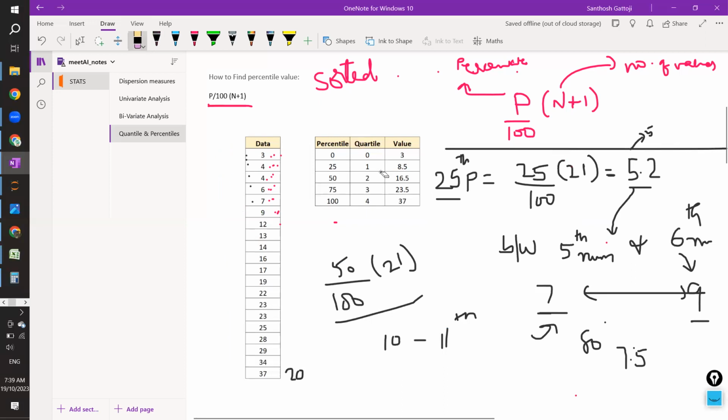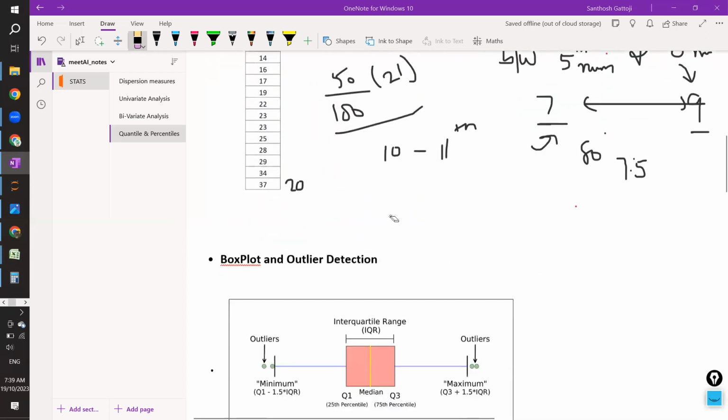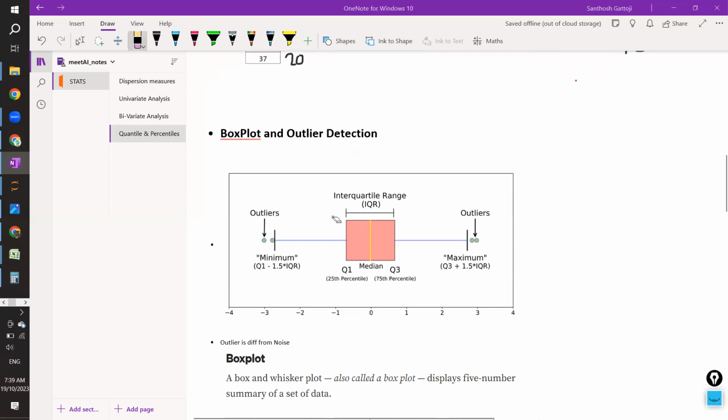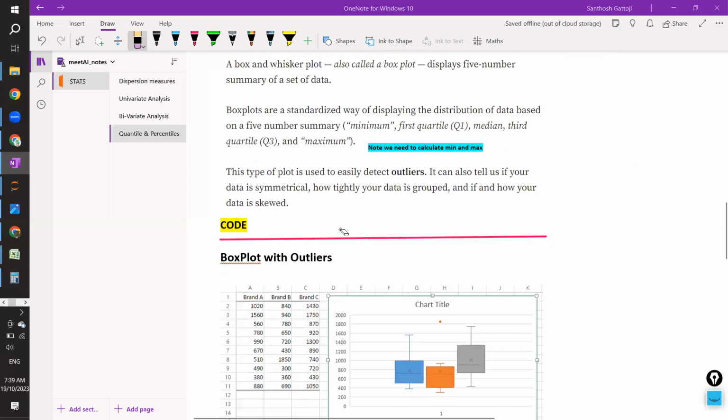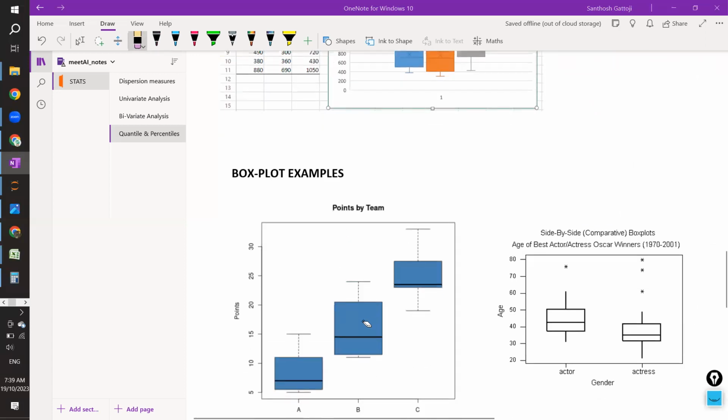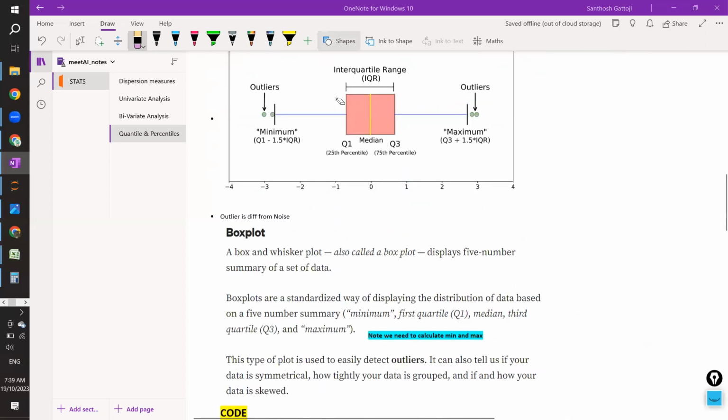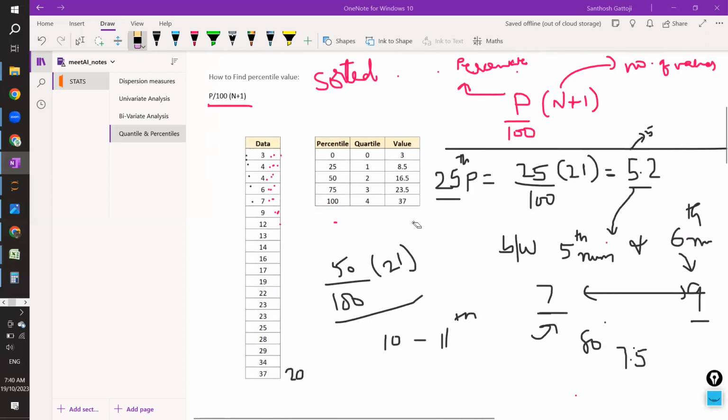Tomorrow we'll see a clear example, just to give an idea. Using this, we can clearly calculate what are called box plots, and you will have outlier detection. To understand box plots, it is important for you to understand quantiles. If you understand this, then everything is fine. You'll also see some code.